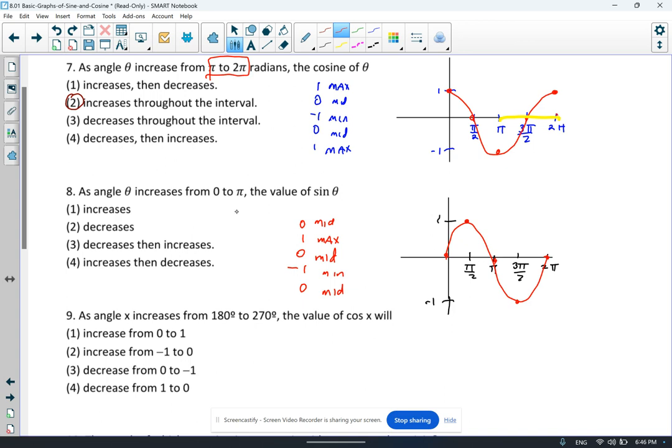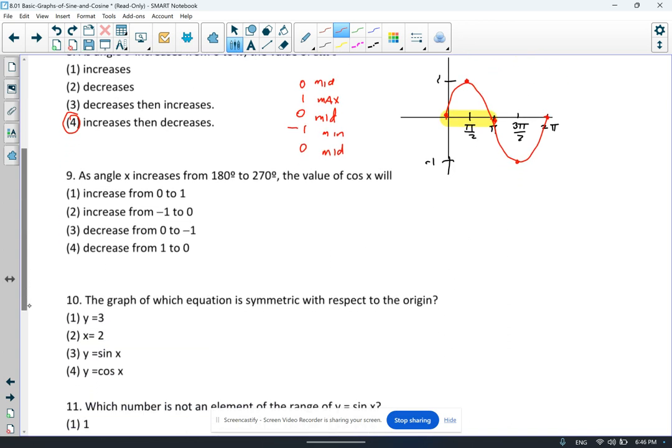So what's happening from 0 to pi? I think I need the highlighter. So what's happening is from 0 to pi over 2, you're decreasing, and then from pi over 2 to pi, you're decreasing. So it's increasing and then decreasing as you go to the right.